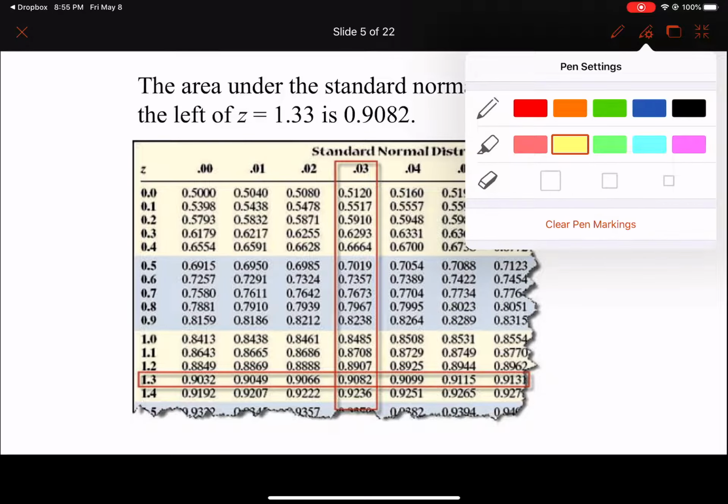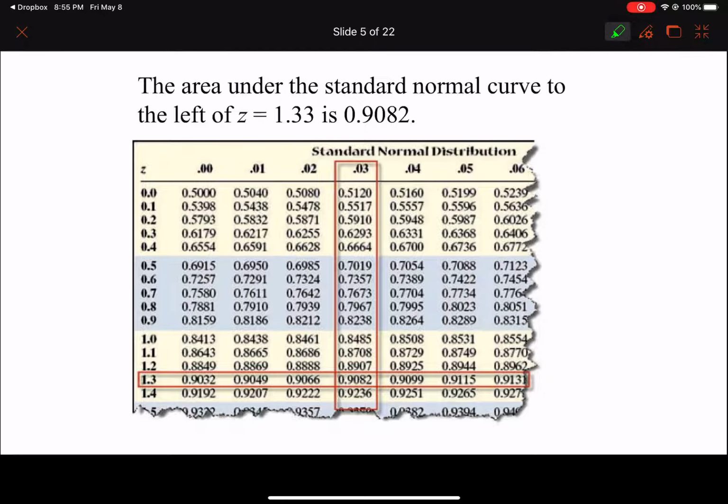So here's my z-table. It looks a little bit different than yours because I cut out just enough to get the numbers that we need. The way that we look for this, what the z-table does is it helps us to find the area to the left of any z-score. We used to not be able to do this in a calculator, so we had to use z-tables.